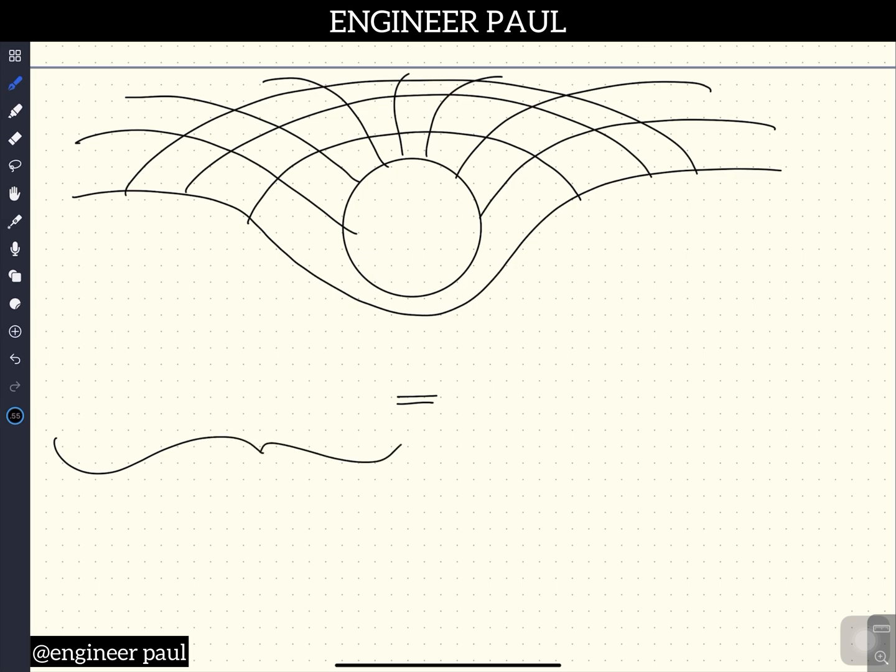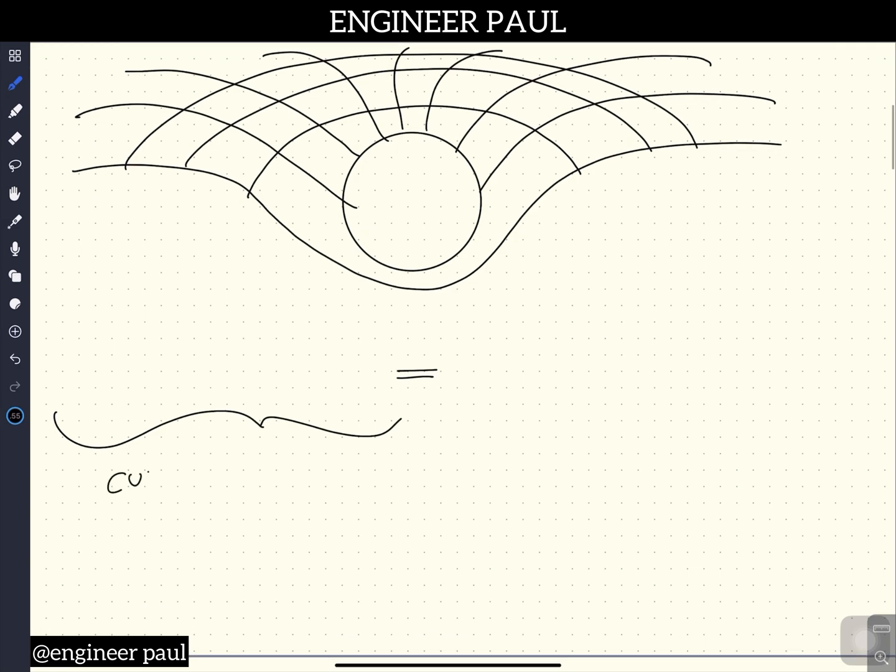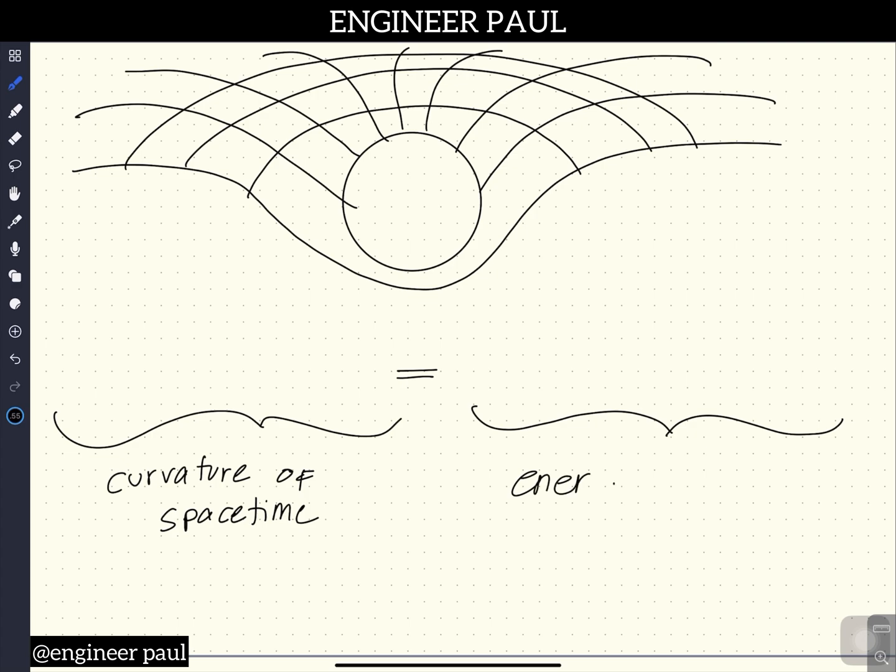Okay, so ibig sabihin pala to derive the Einstein's field equation, we need to have something like this, a tensor equation that describes the curvature of space-time, and something here that describes matter and energy, or that is the energy momentum tensor.